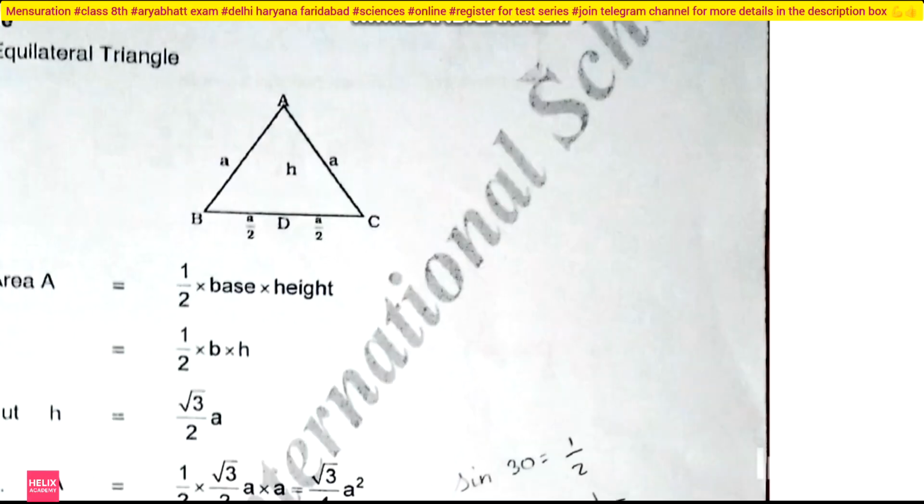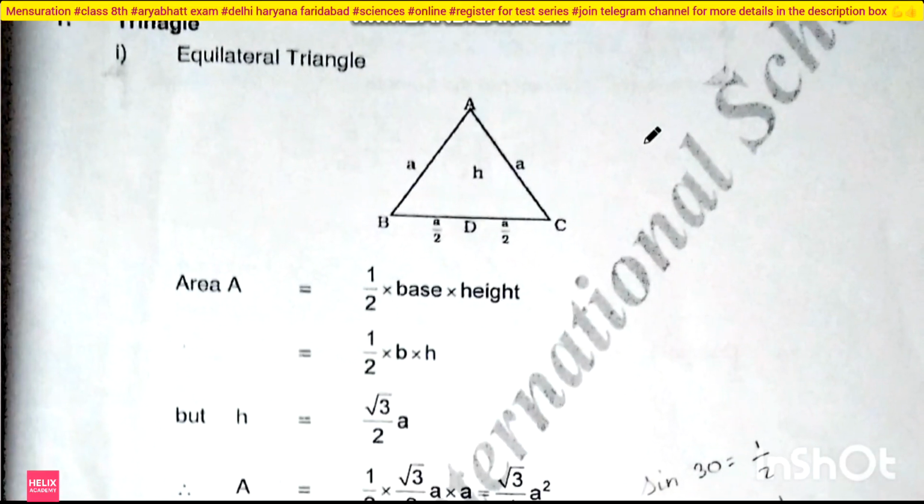Mensuration, right? So in mensuration, what is important? First, if it is an equilateral triangle, it means all the sides are equal, right? So when all the sides are equal, how is the height measured? It is measured by the perpendicular distance from the opposite side. This one is the perpendicular distance, so this will be your height.